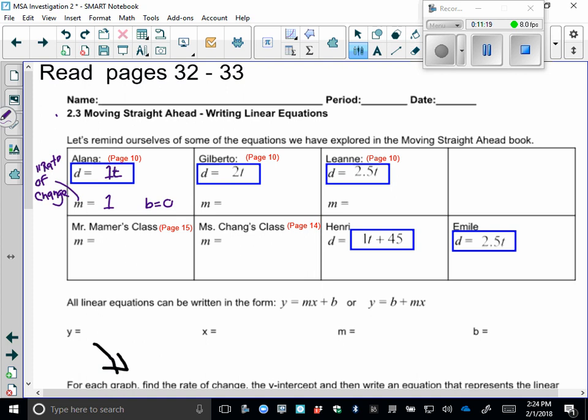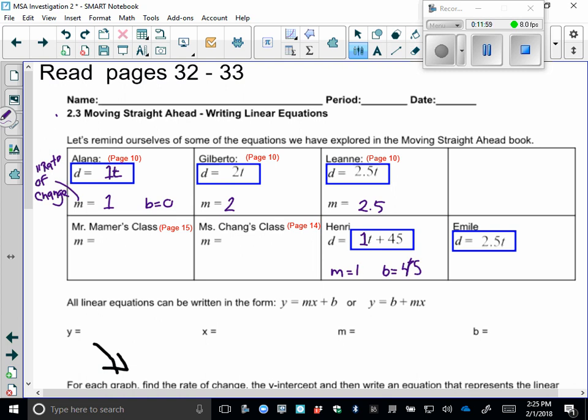So for Gilberto, his rate of change is 2. Remember, he got like $2 per kilometer or something. Okay, and Leanne's rate of change was 2.5. So it's just the coefficient. Okay, but when we look at Henry, which we did just a few minutes ago, Henry's rate of change was that one right here. But remember he got a head start, so his y-axis starting value is 45. That's a 4.